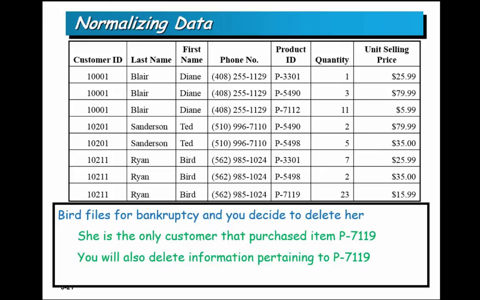So if you deleted Bird, you would delete the products associated with Bird. In this case, you would lose all your information about product 7119. So this is a delete anomaly. You would not design a database to look like this, is the correct answer. We're showing you a bad database design that has problems. We need to get to a good database design. Okay?